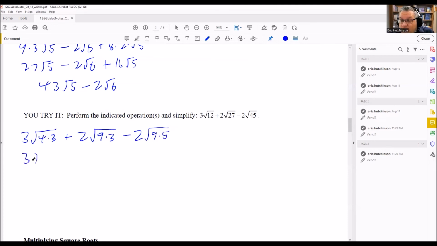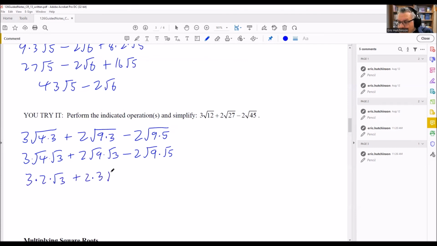So now let's break all these up using the product property. So we'll do that one. This next one, we have a square root of 9, square root of 3 there. And this we can do 2 times square root of 9 times the square root of 5. Then we'll just do these square roots. So we have 3 times 2 times square root of 3. And then we have 2 times 3 times square root of 3 here. And then we have minus 2 times 3 times square root of 5.